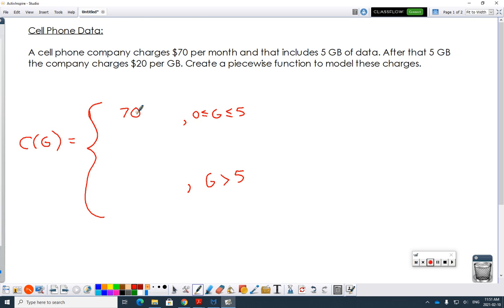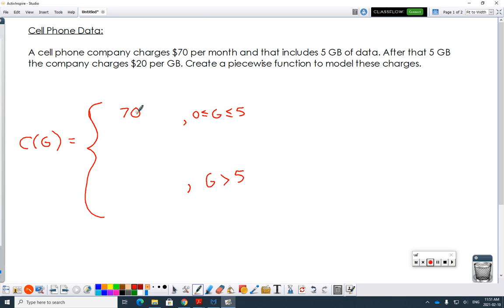Okay? This is where it gets a little more complicated. More than 5 gigs, they charge $20 per gig. And everybody wants to write 20G. Oh, you multiply 20 times the number of gigabytes. Just imagine that for a second. Let's say you used 6 gigabytes, and you went $20 times 6 gigabytes. That'd be $120 you'd be paying. That wouldn't fit at all. That's not right.